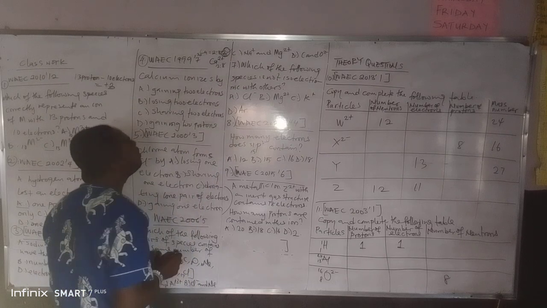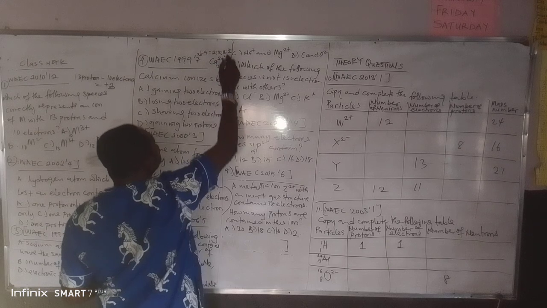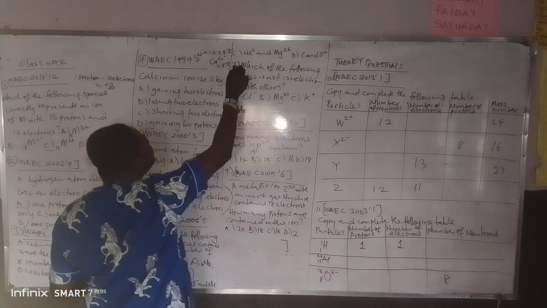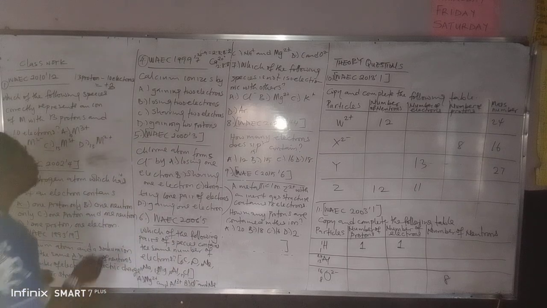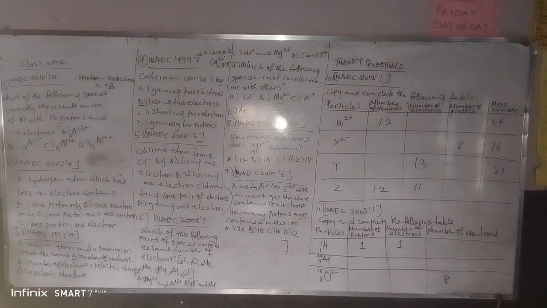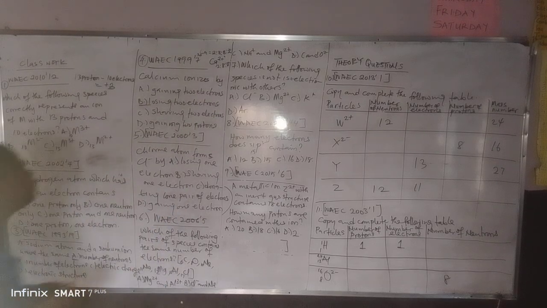So this one is wrong. 2, 8, another 8, 2. So the configuration is now 2, 8, 8. It has lost these two to carry this. So the answer is what? By losing 2 electrons. Calcium ion ionizes, that is, forms an ion. The word ionize means to form what? Ion. Ionizes by losing 2 electrons.